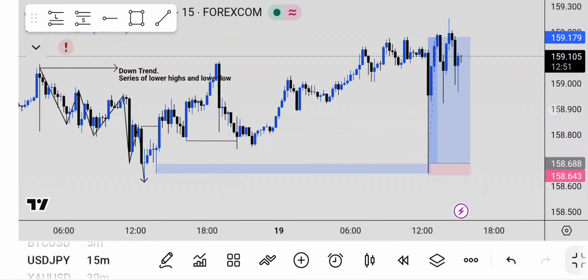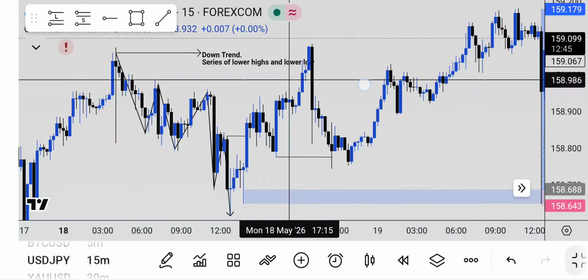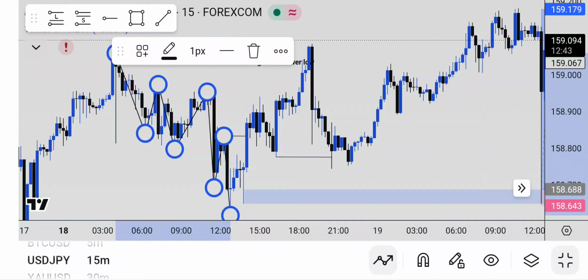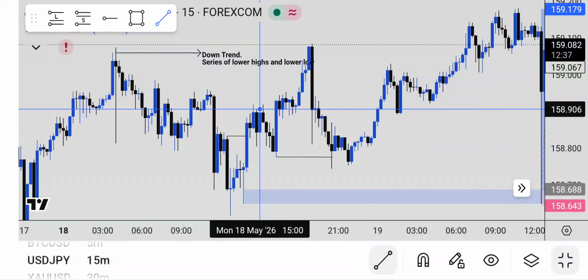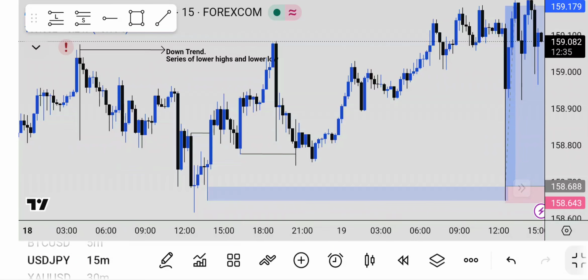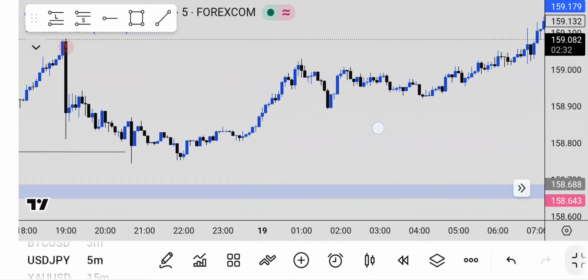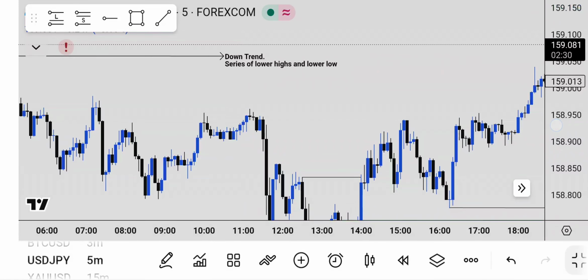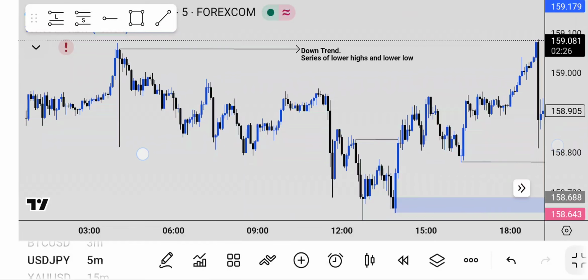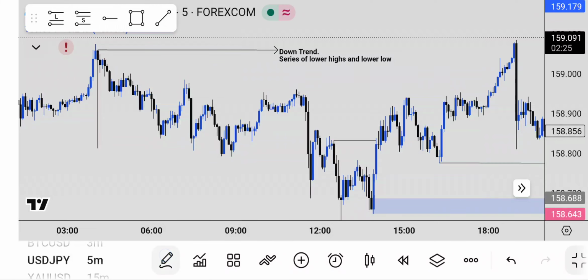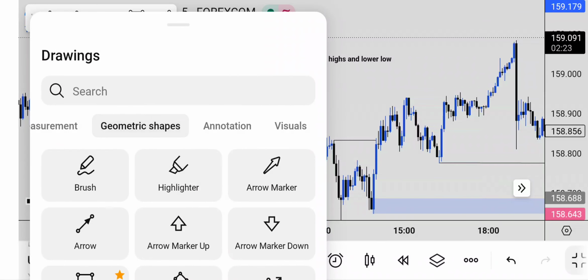So on the 5 minutes, or let's say on the 15 minutes time frame, if you watch closely, the market was on a downtrend. I've already identified it here by writing it down, which is the downtrend, series of lower highs and lower lows. Let me push it to the side. Let me go to the 5 minutes so you can see it clearly. So I've written it down already. Series of lower highs and lower lows. Why did I say so? Now, watch this out.